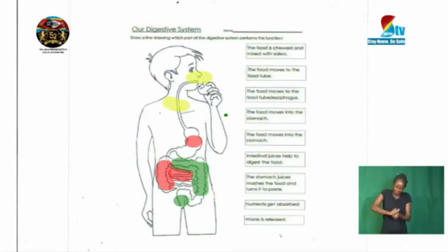Then the food will be absorbed in the small intestines. Then the food will move on to the large intestine, where it will be just undigested or unabsorbed food. From there, the next station will be the rectum, which acts as the storage for feces. Then from there, we move down to the anus, where food will be dropped out of the body as waste.